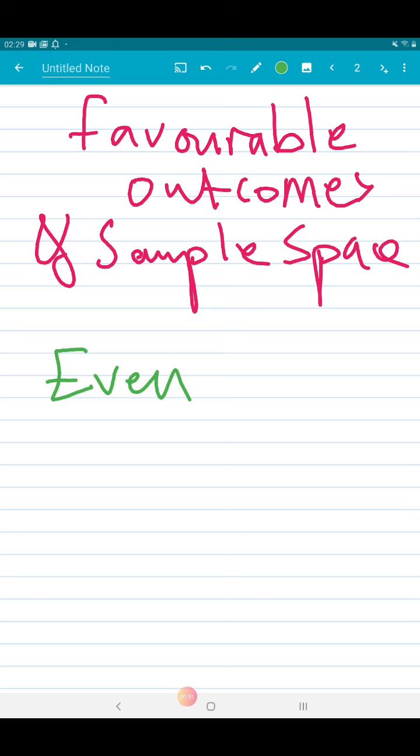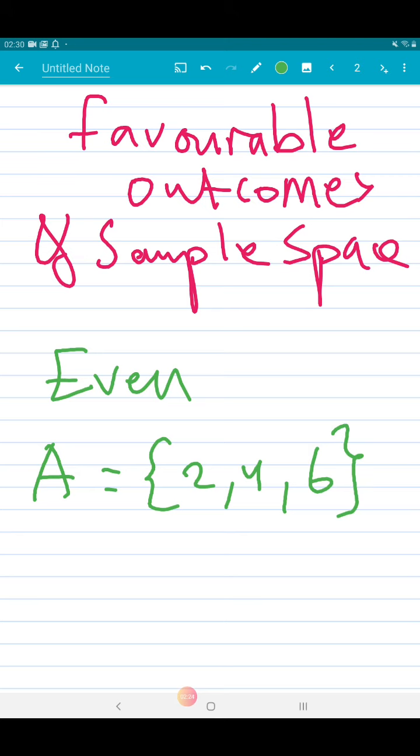We can use the letter A or any letter to denote this event. I mean, the event that the number rolled on a die is even. Okay? Since a die has 6 faces with the numbers 1 to 6, the possible outcomes of A are 2 or 4 or 6. So, the favorable outcomes of A are 2, 4, and 6. Therefore, the number of favorable outcomes of A is 3.